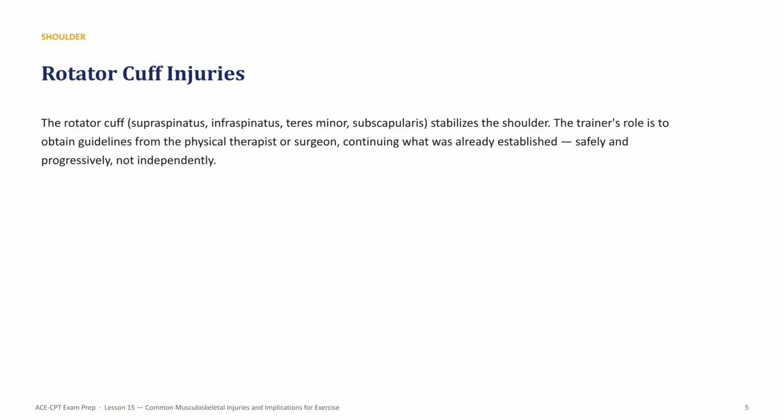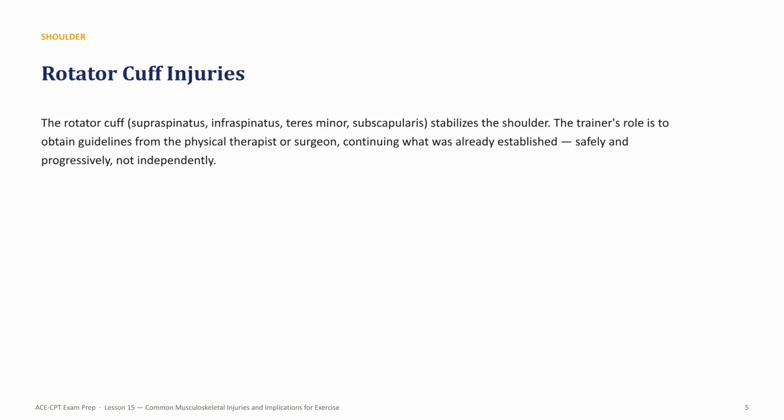Let's talk about the rotator cuff, one of the most commonly injured structures you'll deal with as a trainer. The rotator cuff is made up of 4 muscles: the supraspinatus, the infraspinatus, the teres minor, and the subscapularis. Together, they stabilize the shoulder joint and keep the head of the humerus centered in the socket.